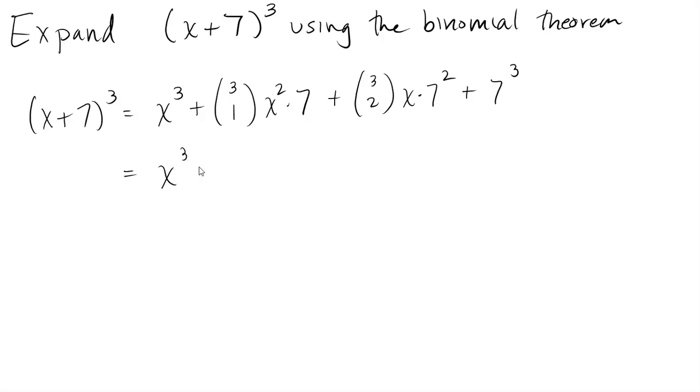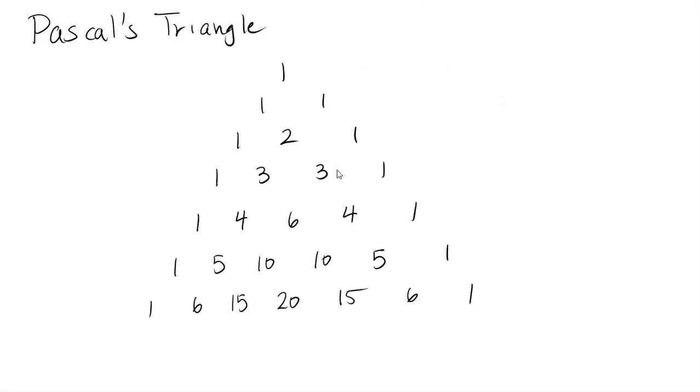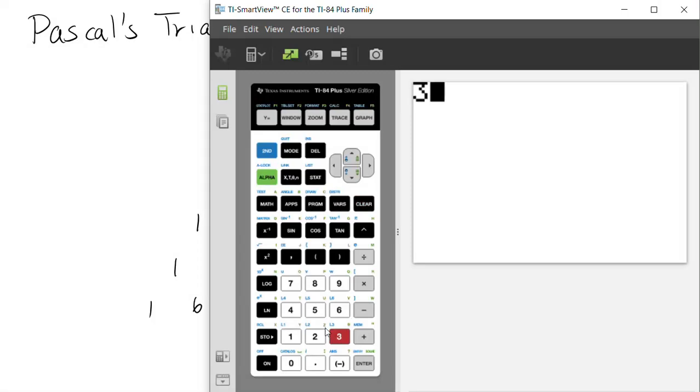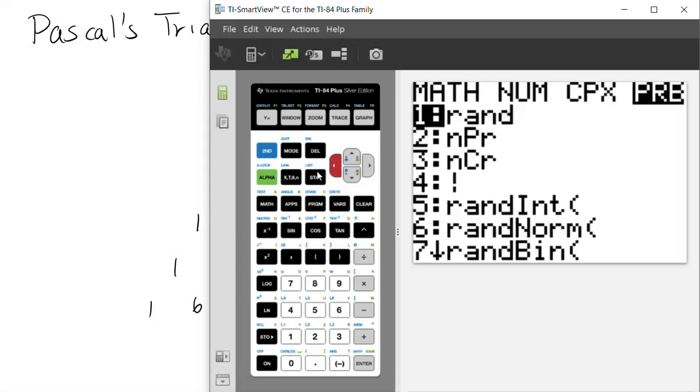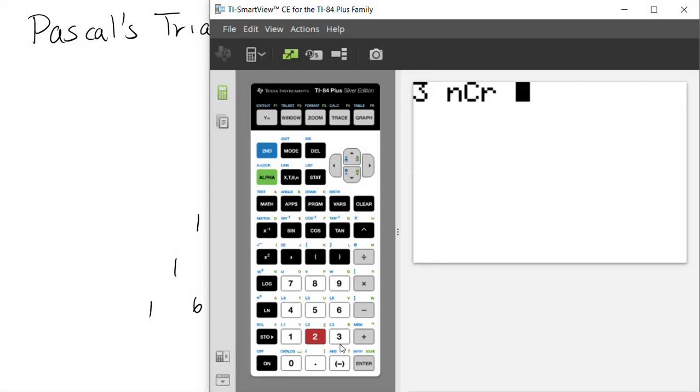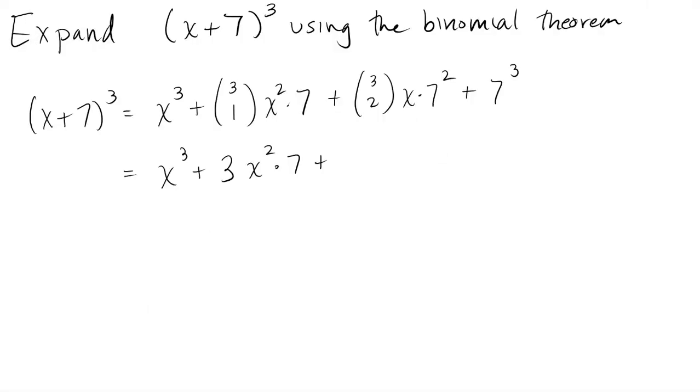This is x cubed plus 3 choose 1 is 3 times x squared times 7 plus 3 choose 2 is also 3. You can get that from the triangle. 3 choose 2 would be right here in this 4th row. Or we could do 3 choose 2 in the calculator. 3, math, probability, 3, 2. And it gives us 3. As an aside, another way to see that 3 choose 2 is going to be 3 is that you're only choosing one of the 3 x's. So it's got to be 3.